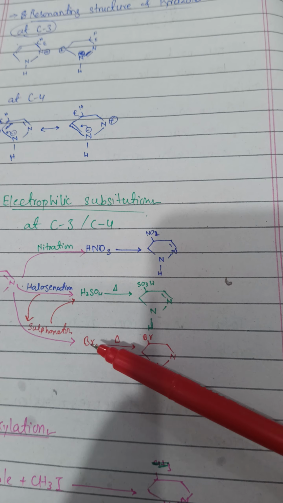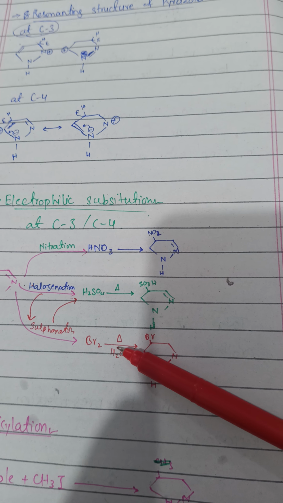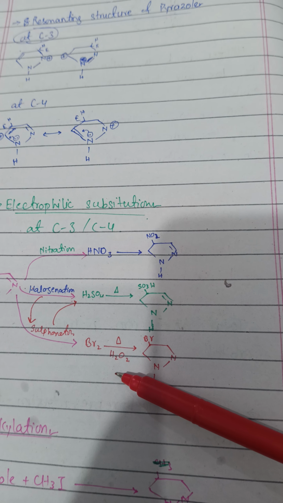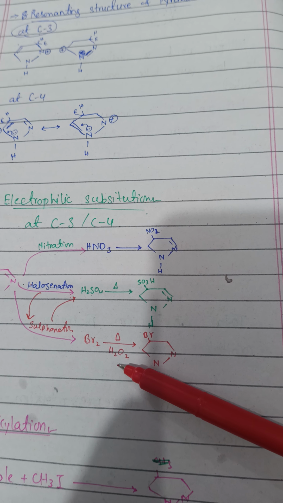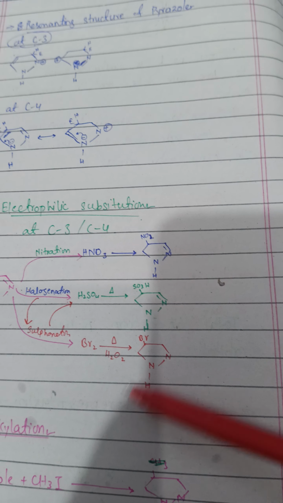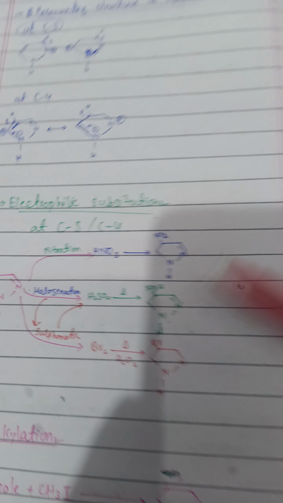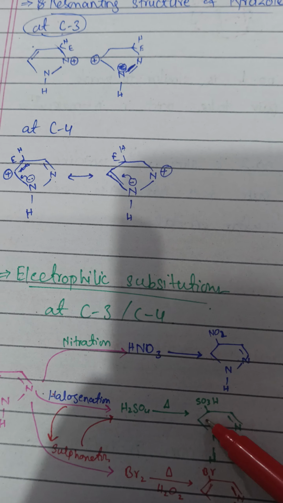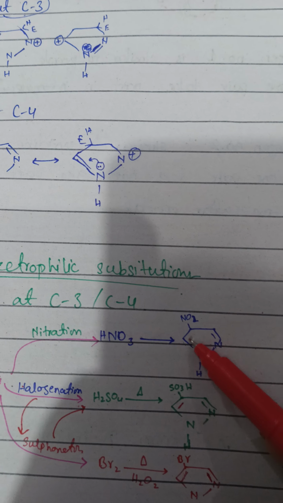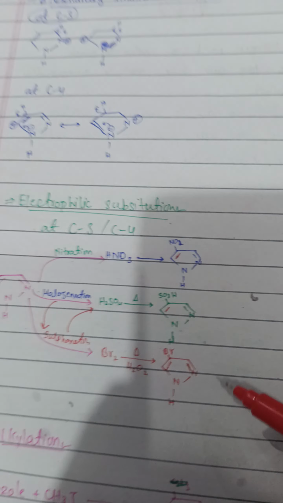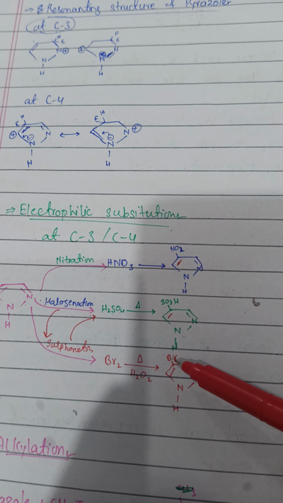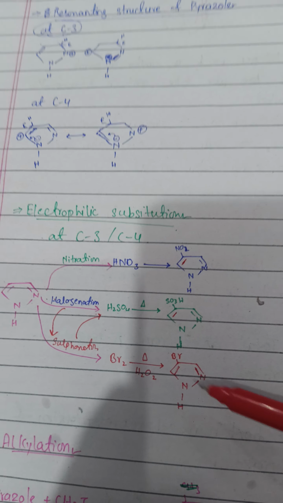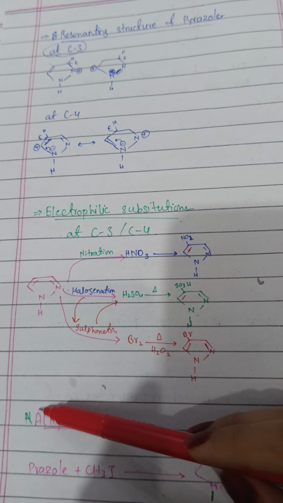In halogenation we add a halogen in the presence of H2SO2. This compound name is hydrogen peroxide. So in this reaction this compound is formed and the double bond remains the same. Okay, so it will become 4-bromo-pyrrole. Now we discuss N-alkylation.